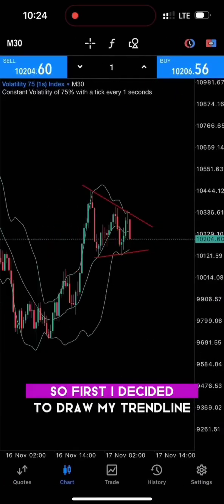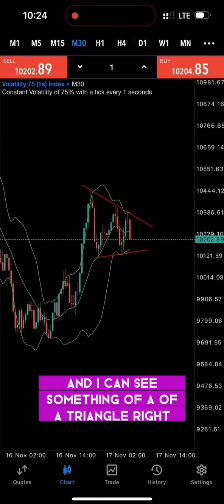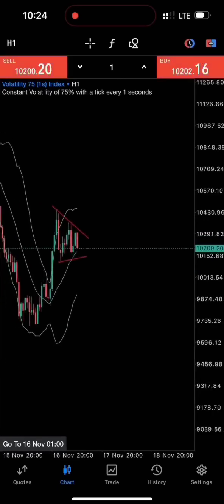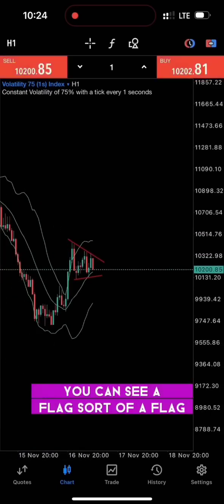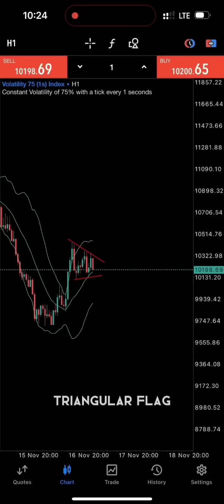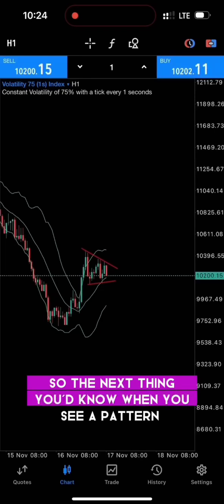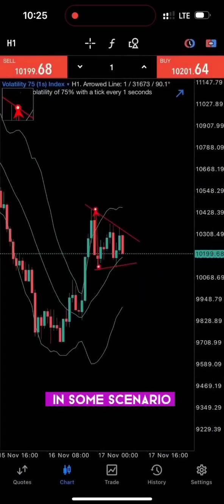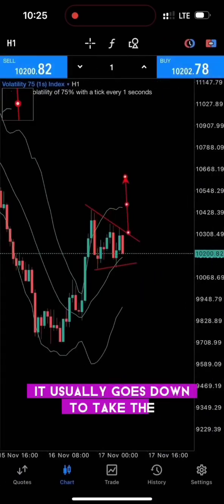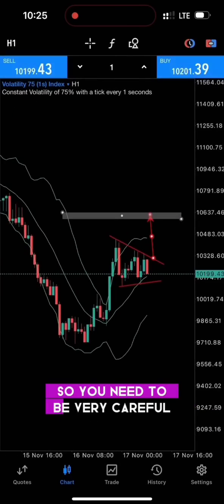So first I decided to draw my trend line, and I can see something of a triangle, right? I'm sure you can see a flag. It's sort of a flag, right? A triangular flag. So the next thing you'd know when you see a pattern like this is that it's going to go up, right? In some scenario, it usually goes down to take the stop losses of the early buyers.